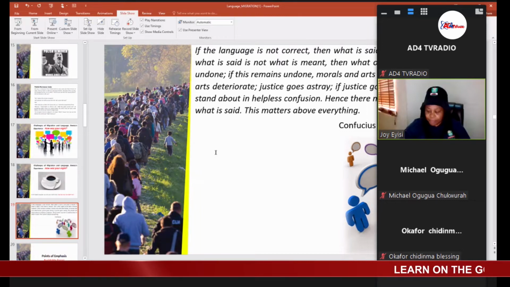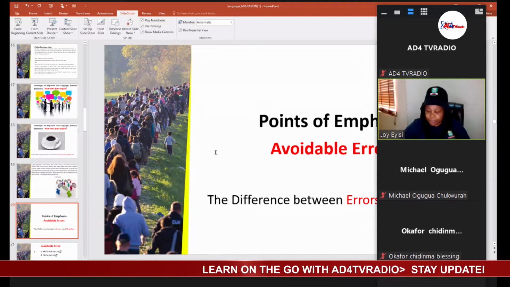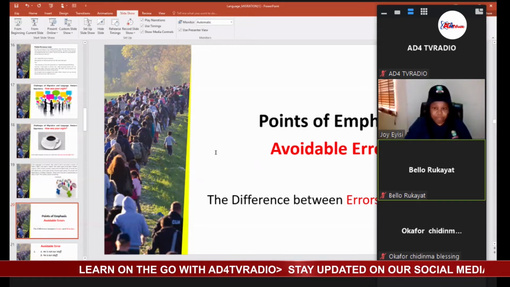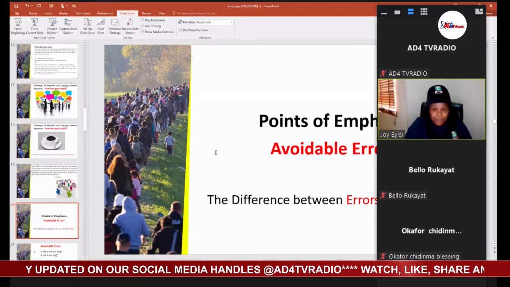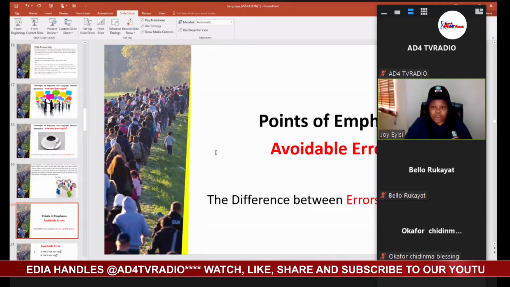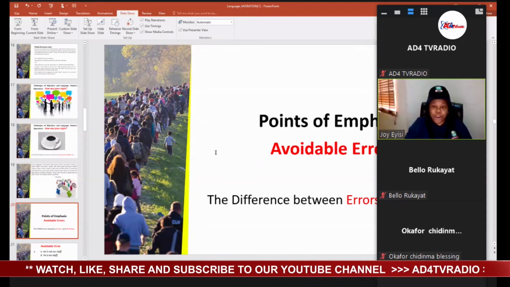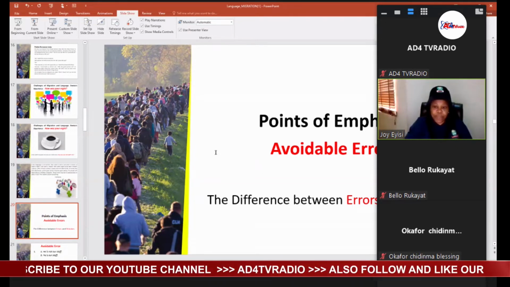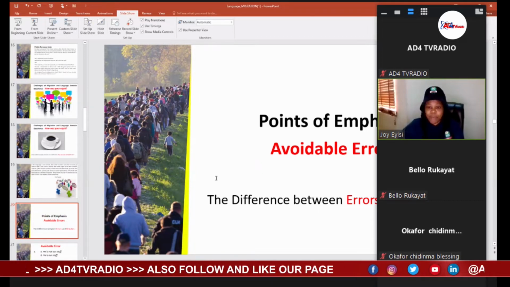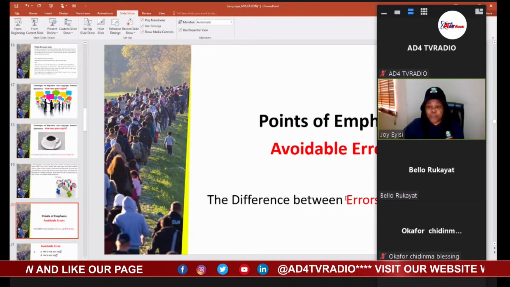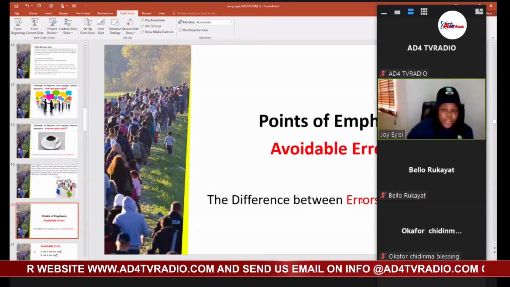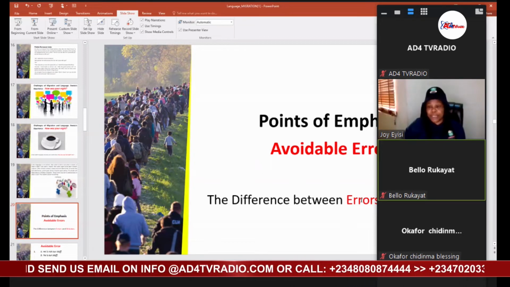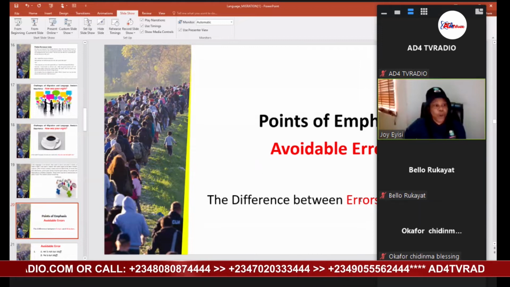Points of emphasis. Avoidable errors. There are many errors we commit in the English language which we can avoid. Here we refer to them as common errors. The emphasis is on common errors we hear every day or we read from papers in Nigeria. So this is the Nigerian perspective. Before we move on, I want to establish the difference between errors and mistakes. They are not the same thing, even though both of them are talking about deviation from acceptable norms of a language.